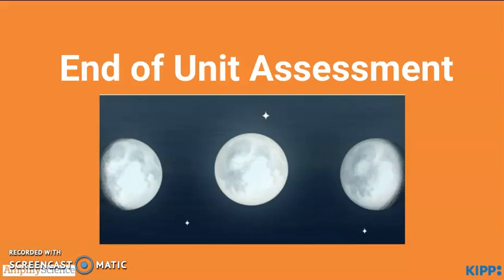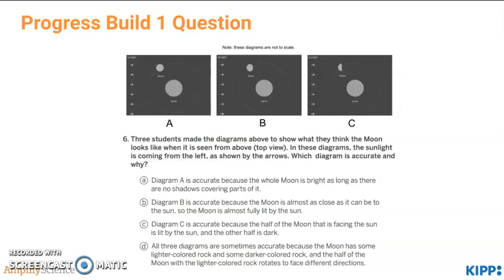Great, so now students have completed the 4 chapters and they are completely ready for their end of unit assessment. So we're going to go through a couple of those questions now so that you know what that will look like. Here's a Progress Build 1 question.